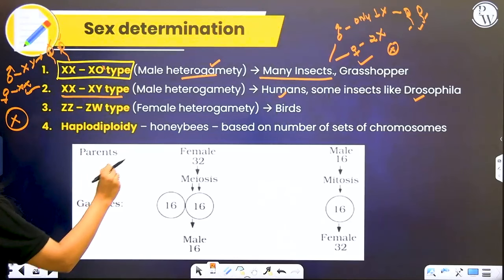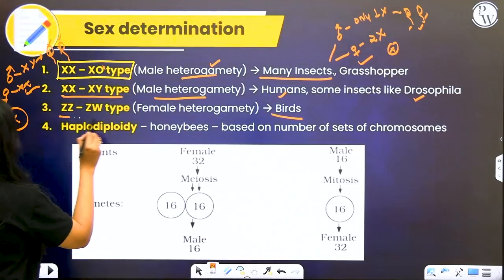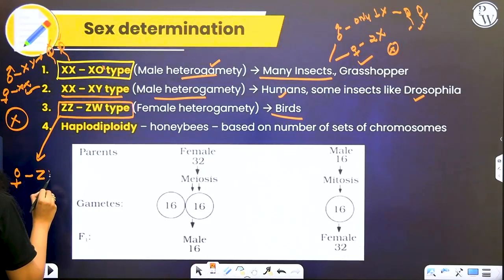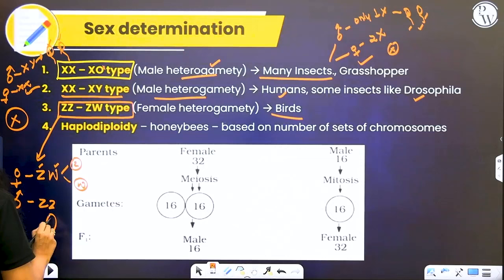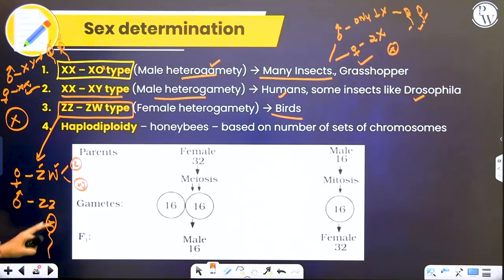In some birds like chicken, you can see ZZ-ZW type. Over here, the females have two types of sex chromosomes, Z and W, while the males have ZZ. Females will produce two types of eggs, either carrying Z or carrying W, while the males will always produce the gamete that has Z. So here it is female heterogamety. All these three are examples for chromosomal determination of sex.